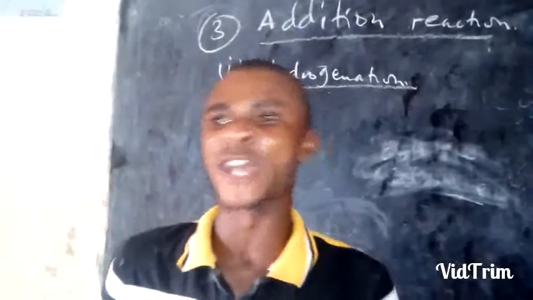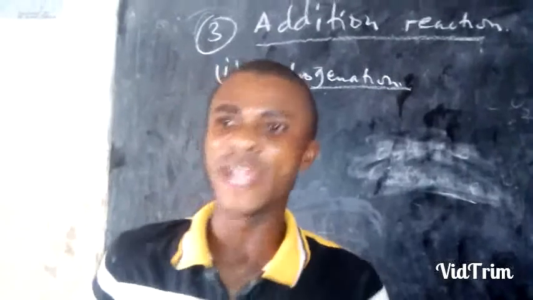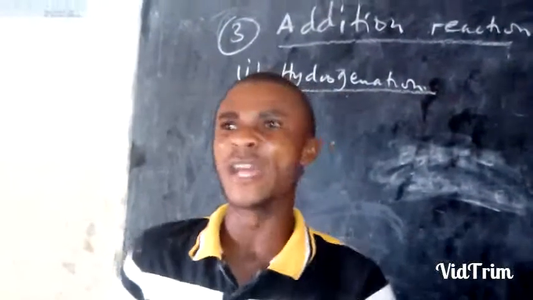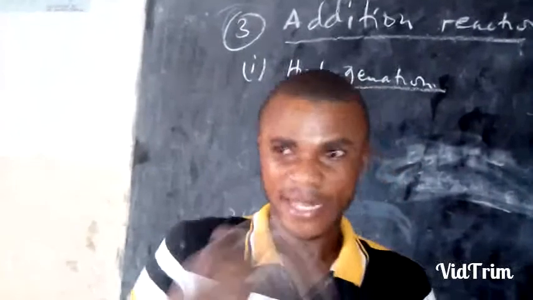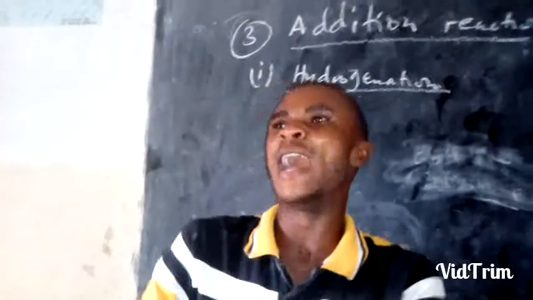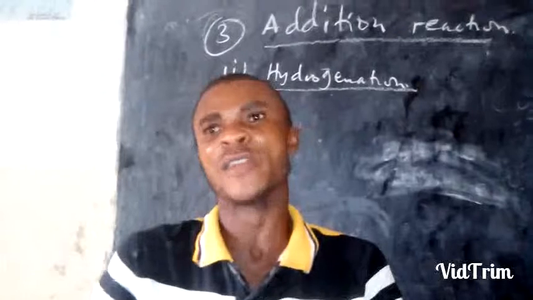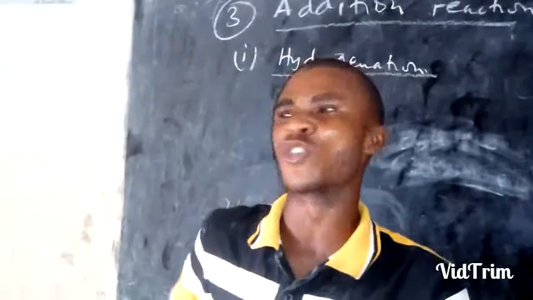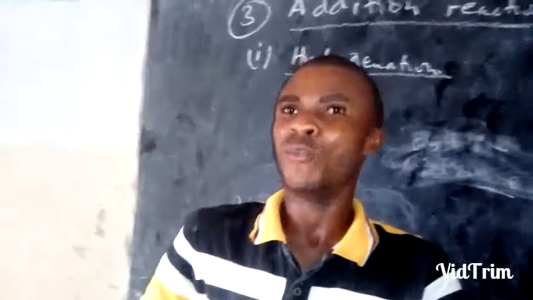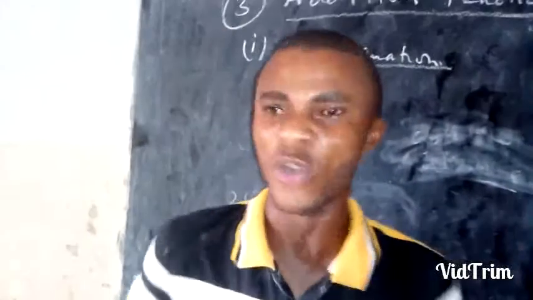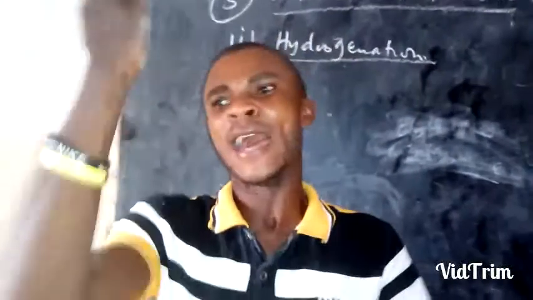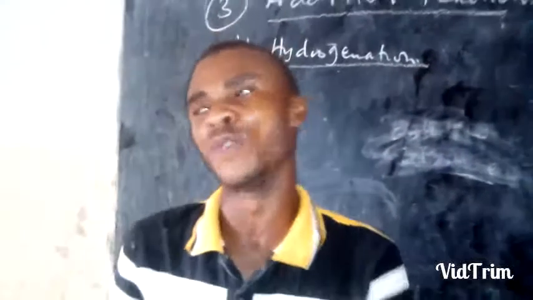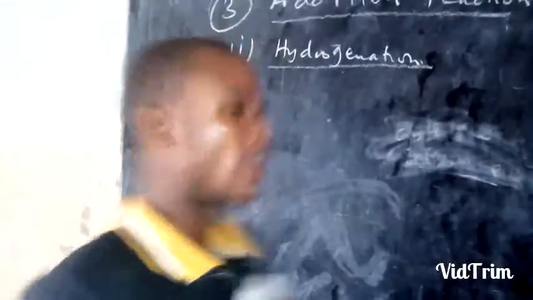So hydrogenation reaction is a reaction in which hydrogen is added to unsaturated compound to become saturated under the influence of nickel catalyst. The catalyst nickel must be present and the temperature must be between 180 degrees Celsius to 200 degrees Celsius. So for addition reaction or hydrogenation reaction, which is a type of addition reaction, to occur, nickel catalyst must be there and then the temperature must be kept between 180 degrees Celsius and 200 degrees Celsius. Let us look at the format.